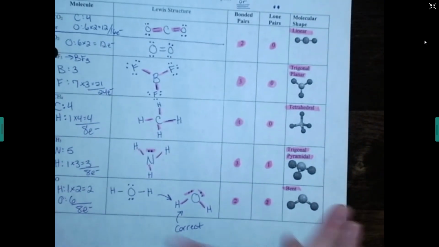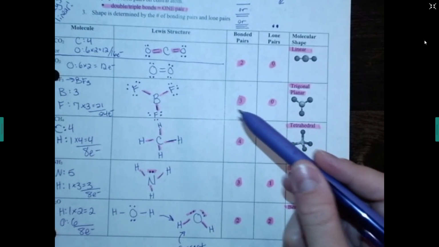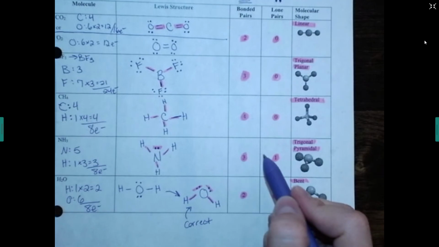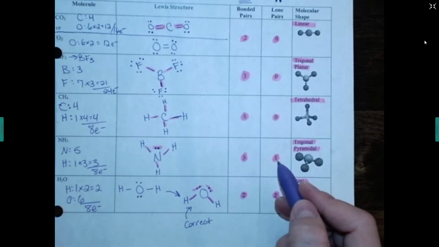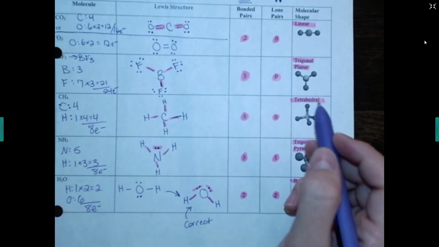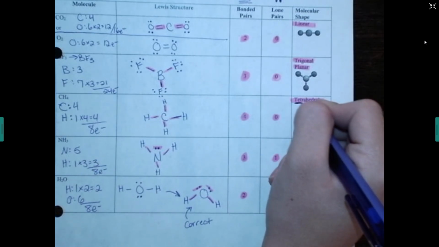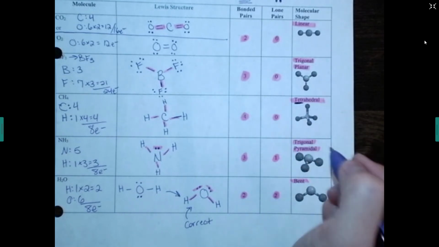Now I want to point something out, okay? These guys, people get trigonal planar and trigonal pyramidal mixed up. What's different is that trigonal planar has no lone pairs, trigonal pyramidal has 1 lone pair. Okay, people get those mixed up because they look really similar. And then tetrahedral, remember, it's easy to remember tetrahedral because tetra means 4. Do you remember that from Tetris? Tetra means 4, just like when we were learning about covalent compound naming.